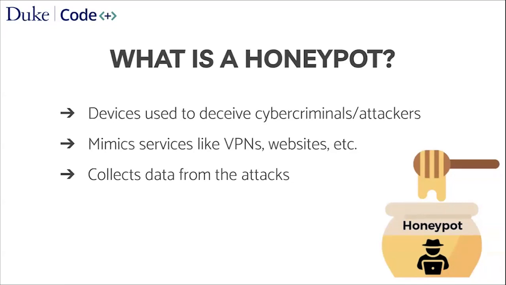And then once a cyber attacker connects to our honeypot server, we will then be able to track their IP address, their geolocation, the time and duration of the attack, and sometimes even the username password combinations that they try to log into a network with, which can be really useful. And then from there, we can block these cyber criminals from the Duke network.